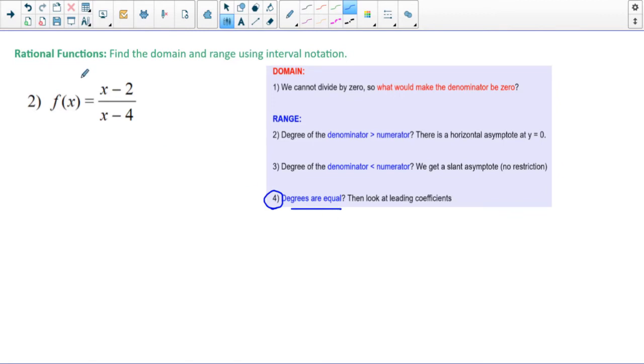The degrees are equal. You'll notice this is just an x by itself. There's no exponent. It's not x squared, it's not x to the third. These degrees are equal. Or you could say this is x to the invisible 1. Either way, these two degrees are equal. They're both x's, so we want to use this last rule. We want to look at the leading coefficients, which again is invisible 1, invisible 1.